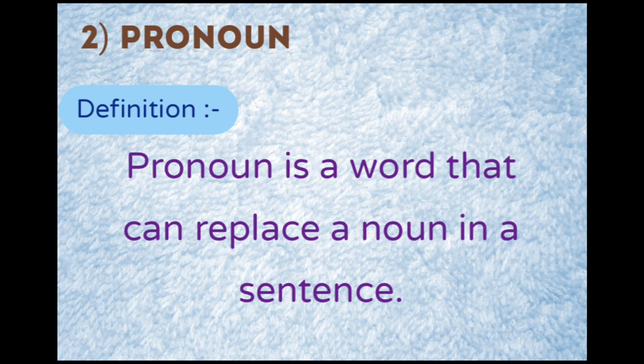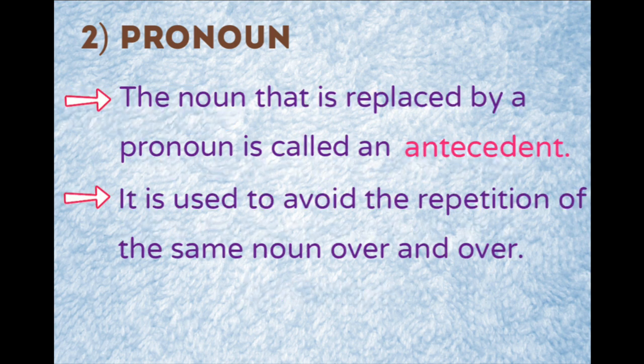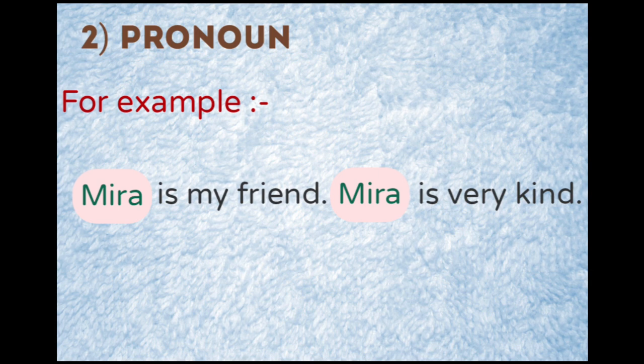Let's have a look at the second part of speech, that is pronoun. What is pronoun? Pronoun is a word that can replace a noun in a sentence. And the noun that is replaced by a pronoun is called an antecedent. Okay? Pronoun is also used to avoid the repetition of the same noun over and over. Let's understand this topic more clearly through an example.